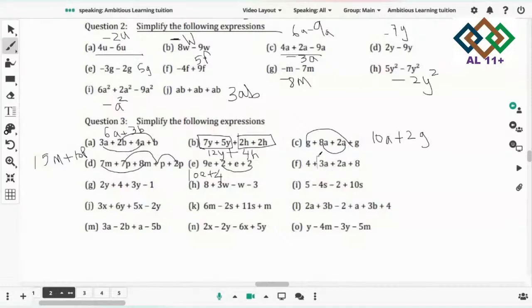Now we are on F. Again, this is done for you. So you're just adding this up. And then you're adding this up. So get the A's first. So 3 plus 2 is 5A plus 8 plus 4 is 12.